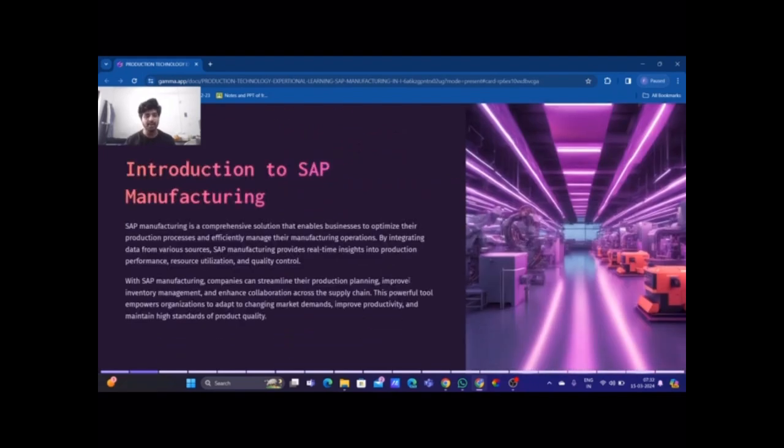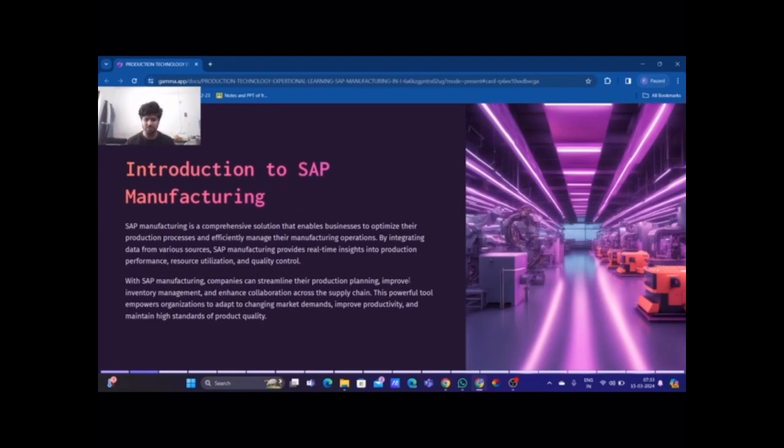What is SAP? SAP manufacturing means application product of the processing data. It is a solution that enables businesses to optimize the production time for their management and manufacturing operations by collecting data from various sources. It provides real-time insights into production performance. SAP manufacturing companies can streamline product planning, improve their inventory management, and enhance collaboration across the supply chain.